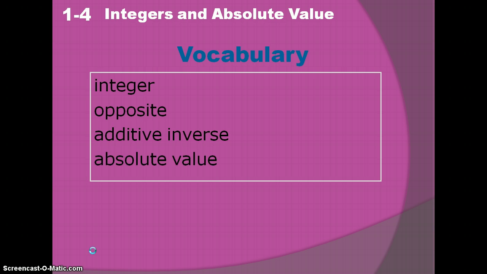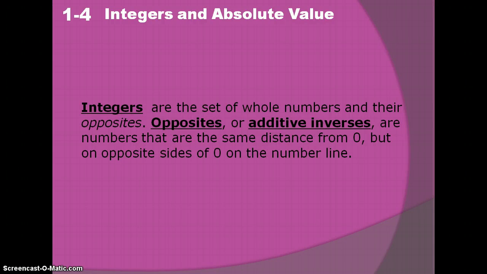Vocabulary that you maybe noticed in those I can statements would be integer, opposite, additive inverse, and absolute value. Integers are the set of whole numbers and their opposites. For example, 1, 2, 3, 4, and along with that, -1, -2, -3, -4. And of course, when we're talking about whole numbers, that does include 0.